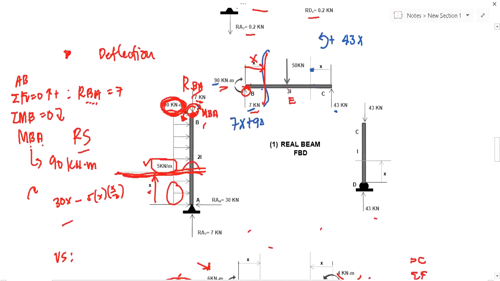And then for CD, ito yung naging cutting plane natin. Ano yung i-moment natin dito? Wala, di ba? Kasi you cannot take moment dito sa vertical kasi ano siya dito sa may beam. Wala tayong horizontal, kaya yung moment equation natin is 0. Okay? So we have 30x minus 5x over 2, 7x plus 90, and 43x. Tapos 0 sa may segment CD.